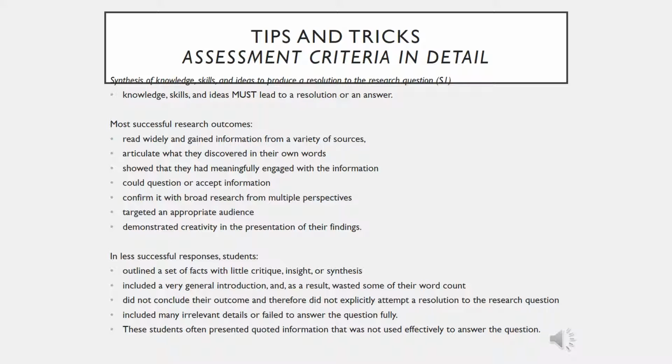So, some of the things that I've seen are that most successful research outcomes have read widely. That does not mean have read everything on the internet. It means they've engaged in a variety of different sources from different opinions and have a wide range of perspectives that they have brought together. Especially important is that they have discovered the findings in their own words.